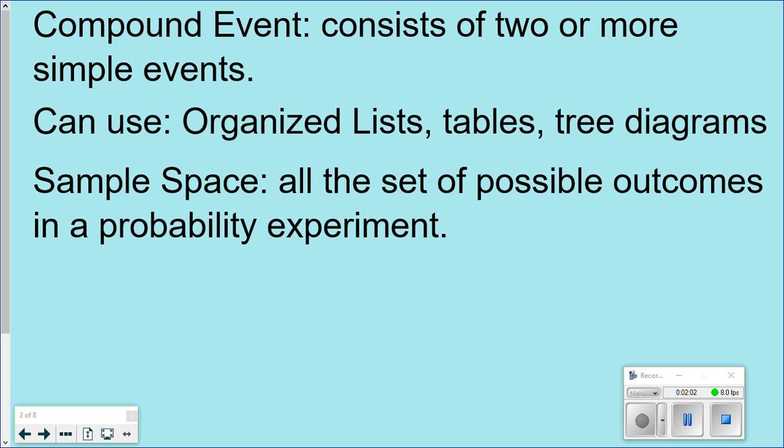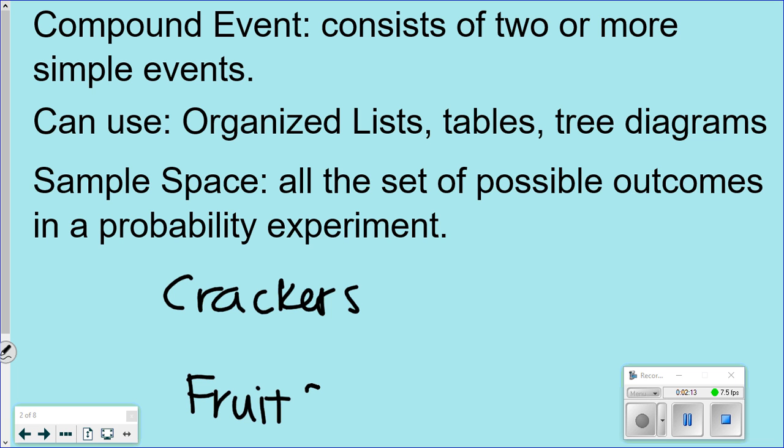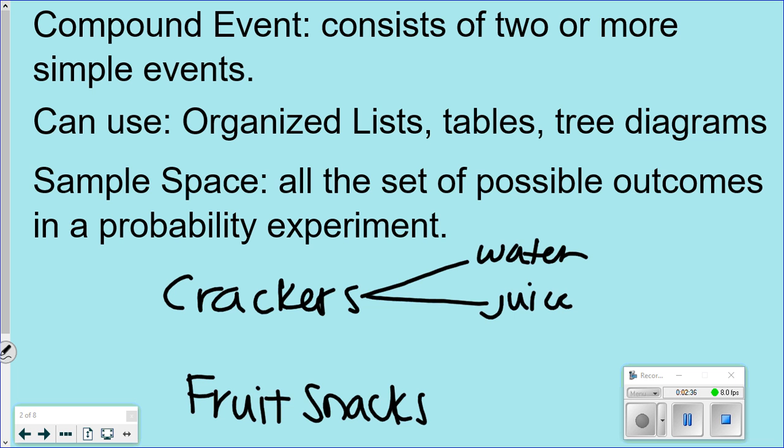So here's what the sample space looks like. First of all, they're offered 2 things at home. They can have crackers, and they can have fruit snacks. Then when they're tired of their cracker or fruit snacks, they need something to drink. So they can have water or juice. So the sample space is showing all the possibilities that they can have together. They can have crackers and water. They can have crackers and juice. They can have fruit snacks and water. They can have fruit snacks and juice.